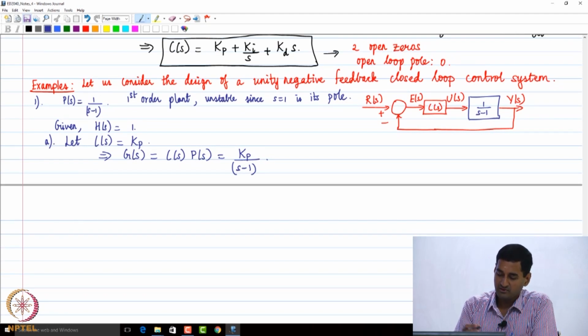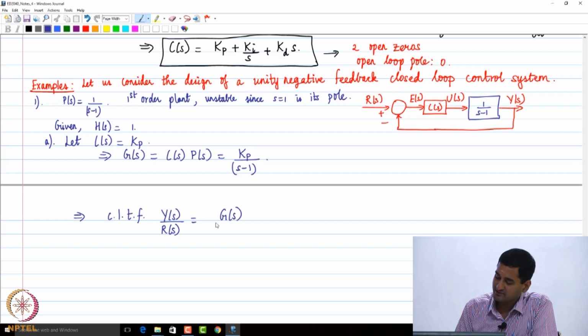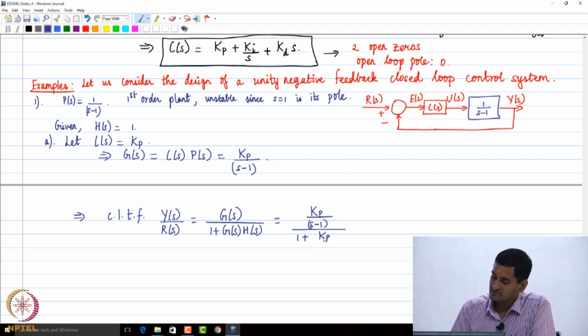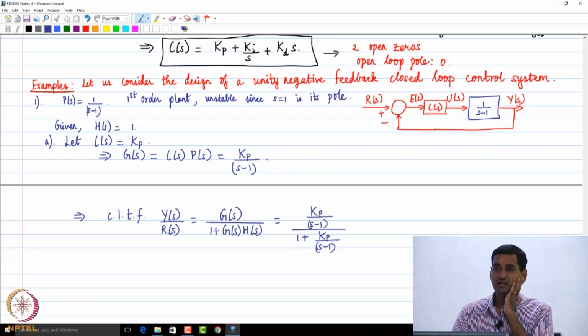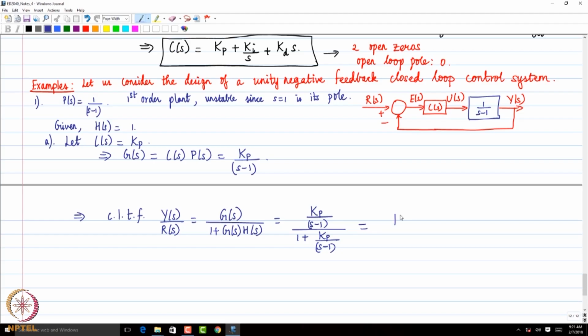Okay. So, this implies that the closed loop transfer function, which is nothing but Y(s) divided by R(s), is going to be equal to G(s) divided by 1 plus G(s)H(s), and that is equal to Kp divided by (s minus 1), divided by 1 plus Kp divided by (s minus 1), because H(s) is 1. That is what we do, and if we simplify this, we would get Kp divided by s plus Kp minus 1. Okay, so this is the closed loop transfer function.